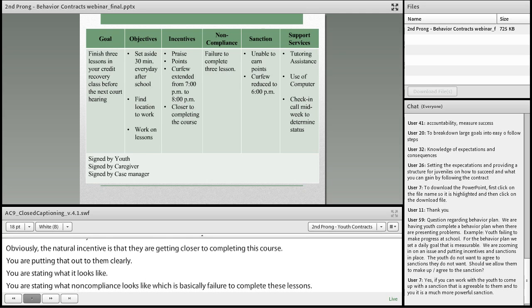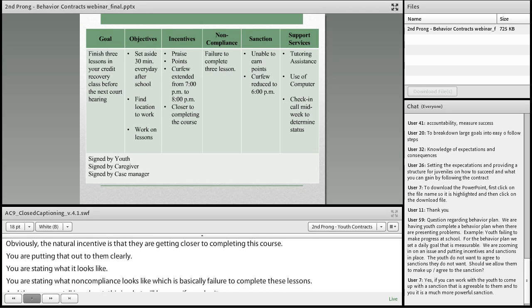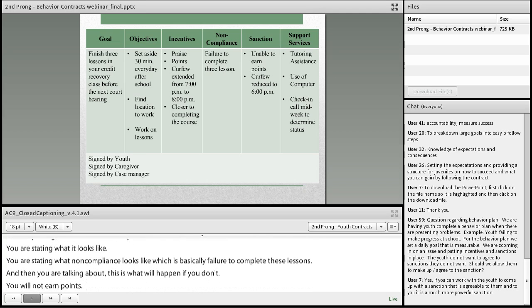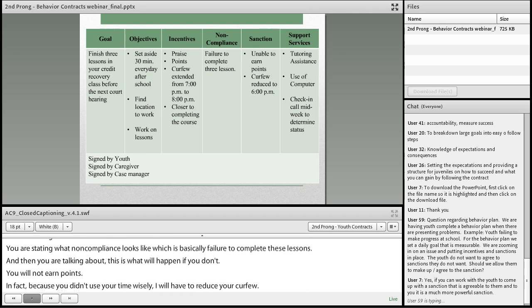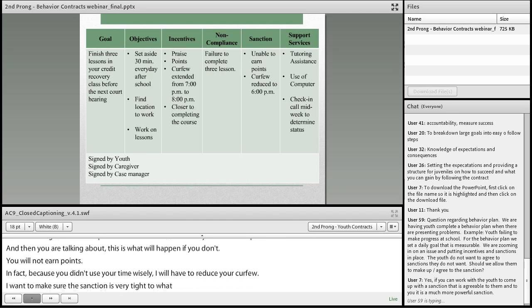And in fact, because you didn't use your time wisely, I'm going to have to reduce your curfew. You're going to want to make sure the sanction is very tied to what you're trying to do. So not a sanction out of left field that doesn't make much sense, but something, hey, obviously you weren't using your time wisely this week. We're going to have to talk about your curfew.